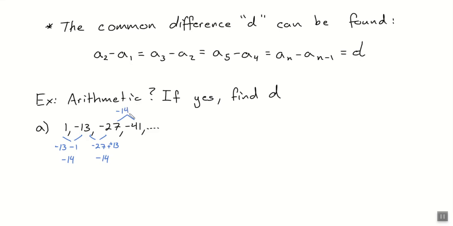Was it the same everywhere? The difference between any 2 terms next to each other was always negative 14, right? It was common. This is a common difference. Is this arithmetic if it has a common difference? Yes. And what is that common difference that we just found? Negative 14. Yep, negative 13 minus positive 1, and then negative 27 minus negative 13. Every time we're doing the exact same thing.